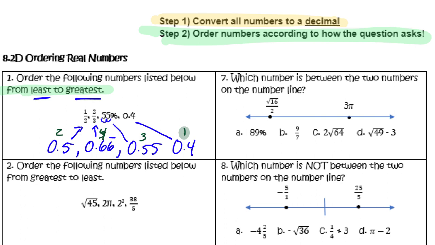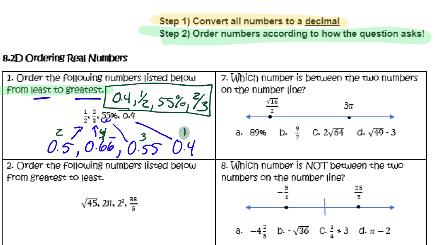So now we will put them in order in their original form. Okay, so we're going to go 0.4. The second one is 1/2. The third one we said was 55%. And then the fourth one, the greatest number, is 2/3. So here is how we go ahead and order them. And you're just going to follow that for every one.